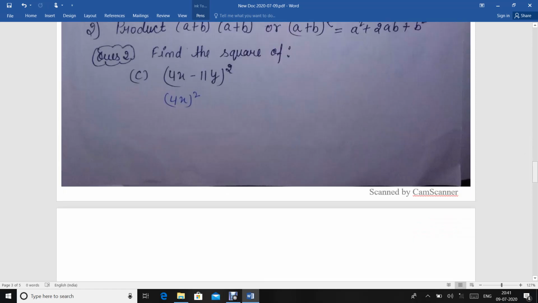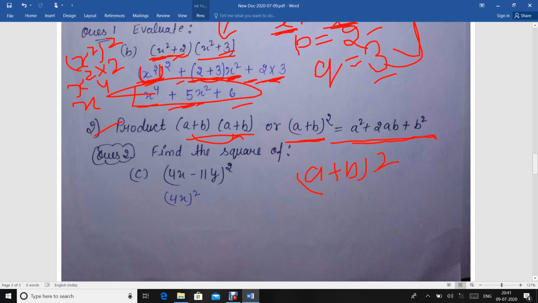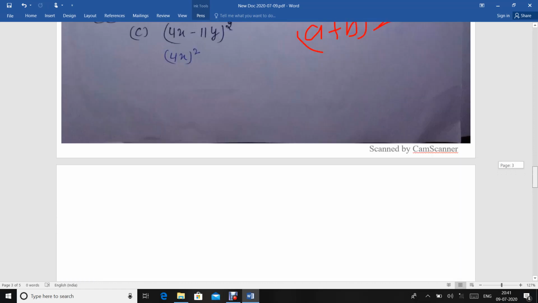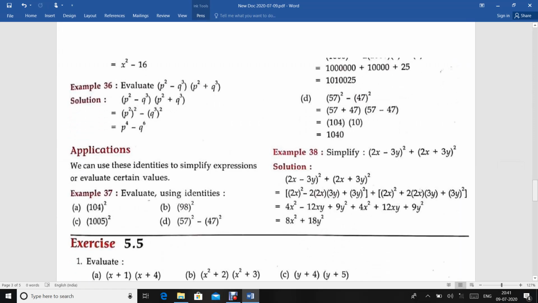The next is the product (a plus b) into (a plus b). When a plus b is multiplied by a plus b, it will be (a plus b) whole square. For this you have a square plus 2ab plus b square as the identity. See, a square plus 2ab plus b square. Let us understand this identity with the help of a question.